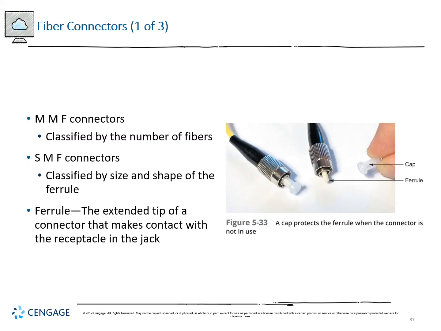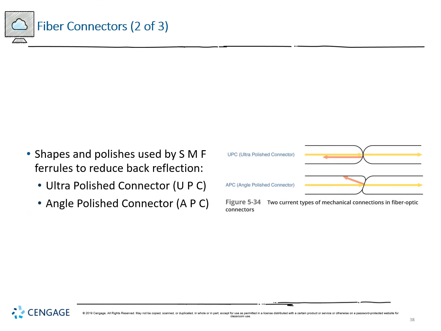Now the connectors for each of these are defined in different ways. Multimode is defined by the number of fibers involved. Single mode fibers are classified by their size and the shape of the ferrule. The ferrule is just the extended tip of the connector, and this is what actually makes contact with the jack receptacle in order to transmit light from the cable into the device.